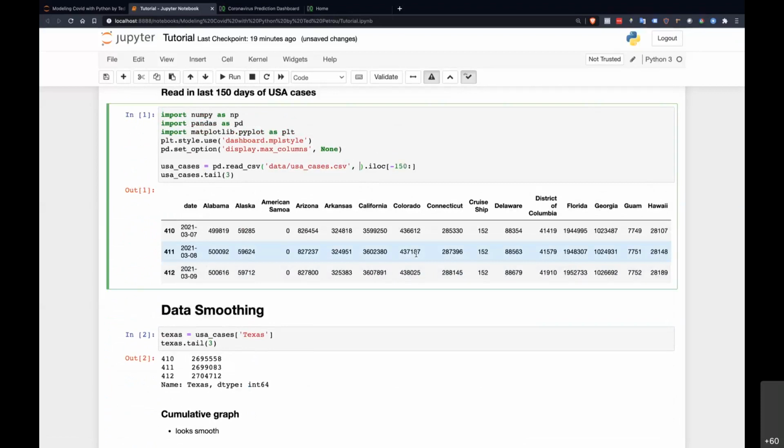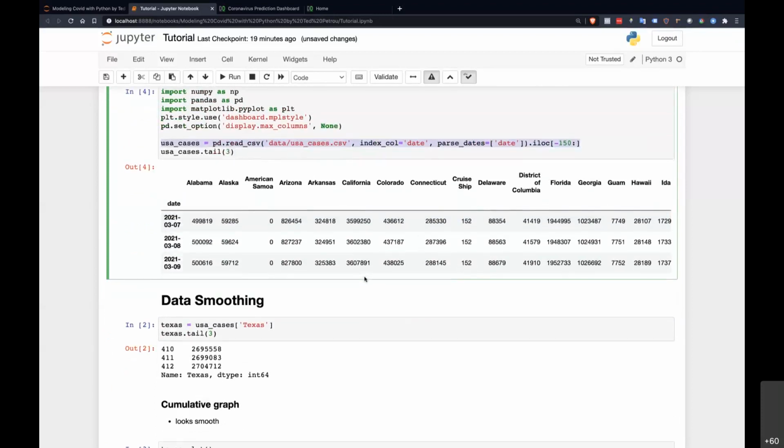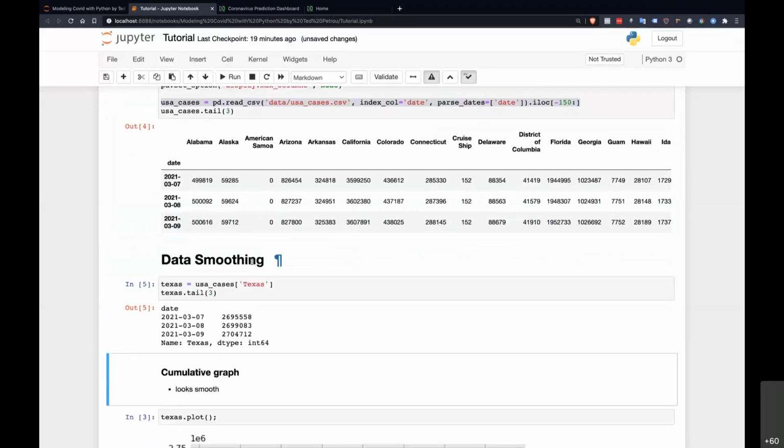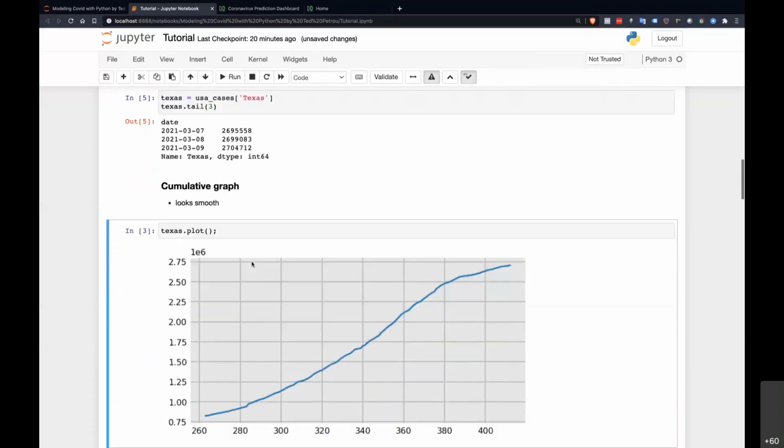Okay, I just actually forgot something important. I want to put the date in the index column, so I can paste that into the chat. Apologies about that. All right, so now we have the date.